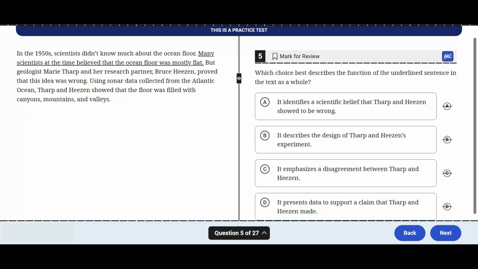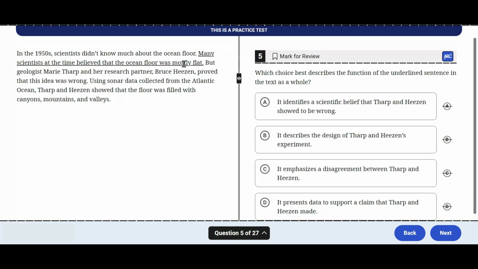Okay, so this is our first passage. As just a reminder, first you read the question, then you read the passage, create your own answer, and then you look at the answers. So let's go ahead and do that. Reading the question: Which choice best describes the function of the underlined sentence in the text as a whole? You can see over here, there's an underlined sentence.